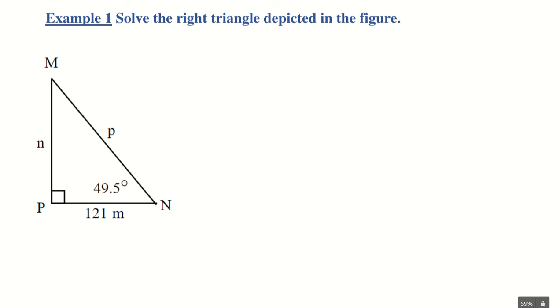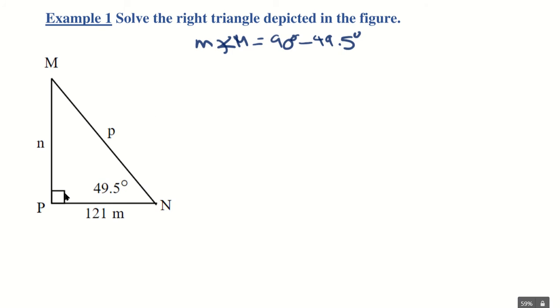So the measure of angle M is obviously 90 degrees minus 49.5 degrees, right? Remember, this is 90 degrees, so those 2 must add up to what? To 90 degrees. We've talked about that. The 2 acute angles of any right triangle are complementary. So if you know one and you want the other, you can just subtract the first one from 90 and you'll get the measure of the other.